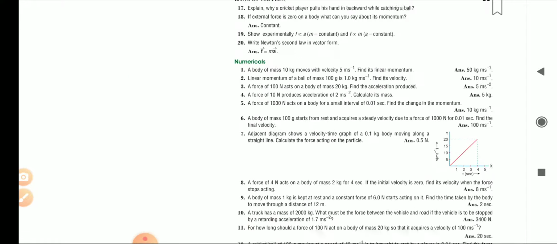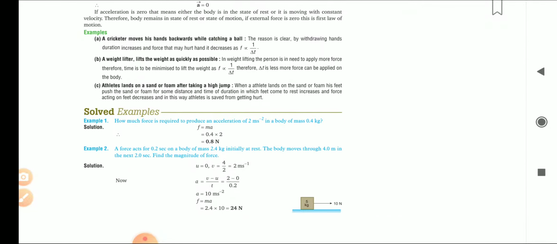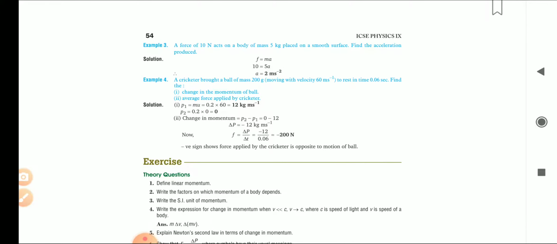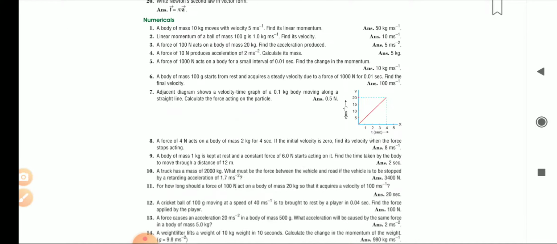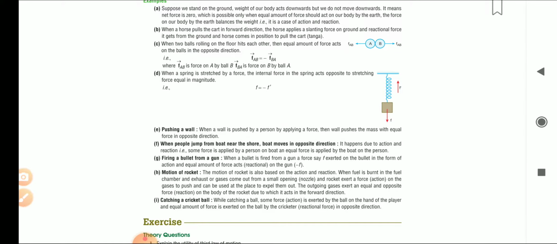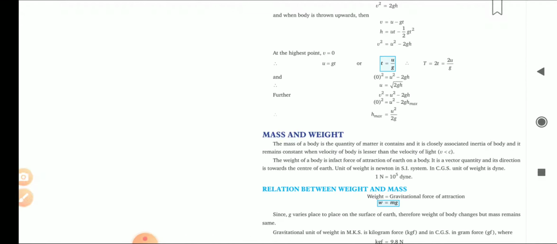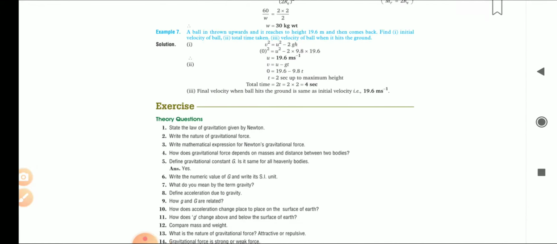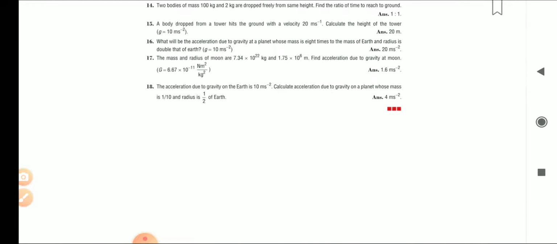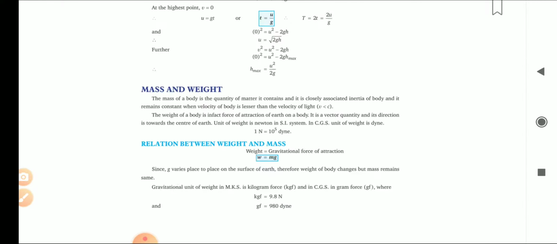Now we will come to Newton's third law of motion. Newton's third law of motion states: to every action there is an equal and opposite reaction. To every action there is an equal and opposite reaction.